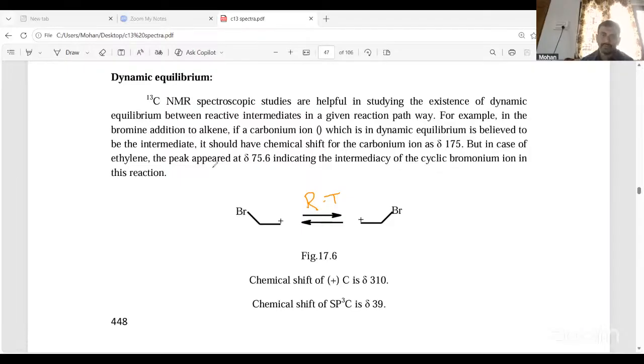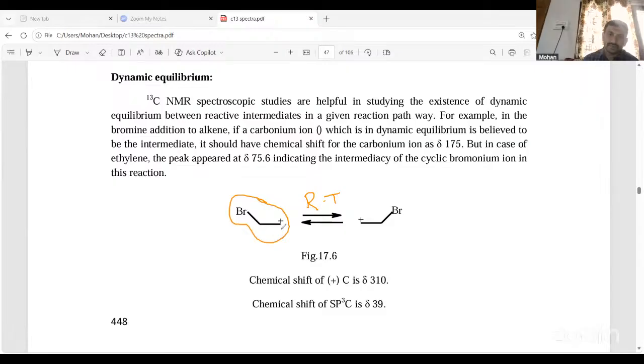So how can we predict the dynamic equilibrium by C13 spectra? You can see with this example here. So here, for example, this is ethyl bromide. Sorry, ethyl bromide carbocation.